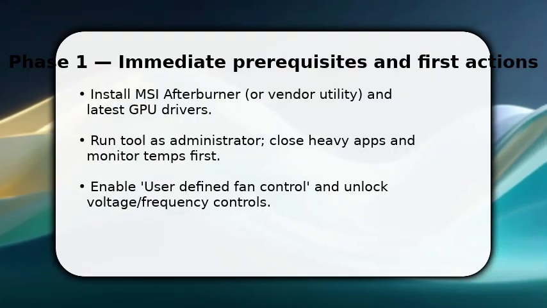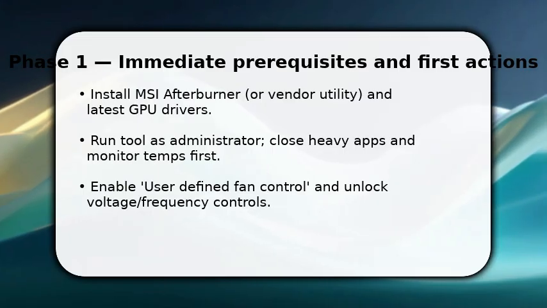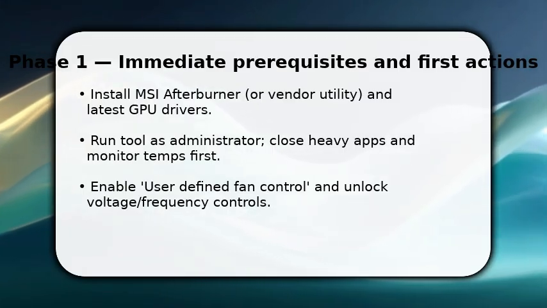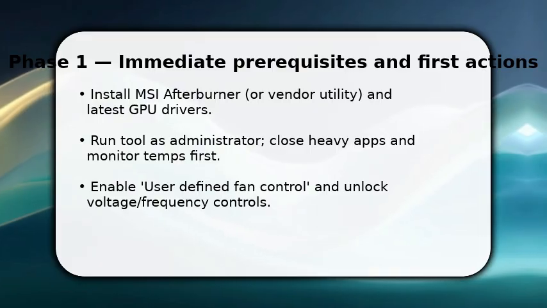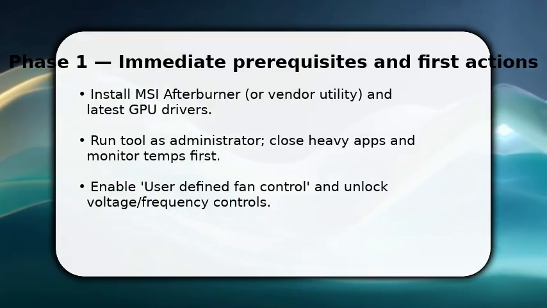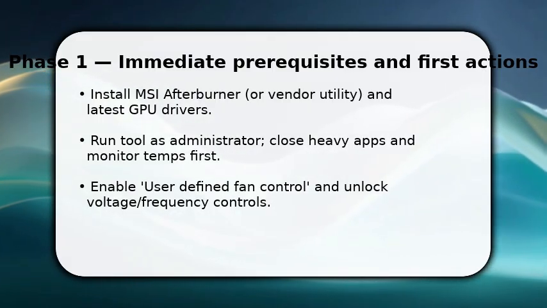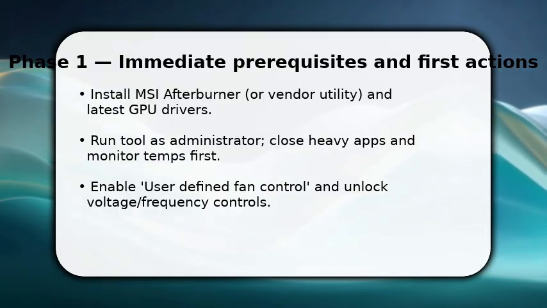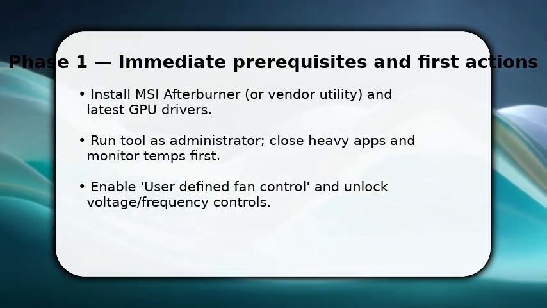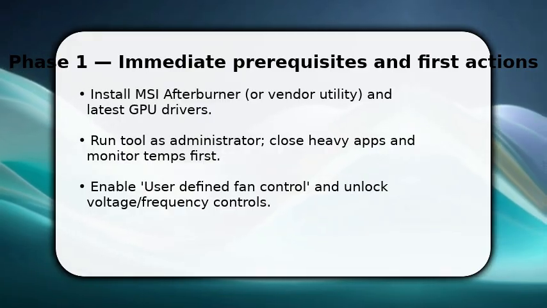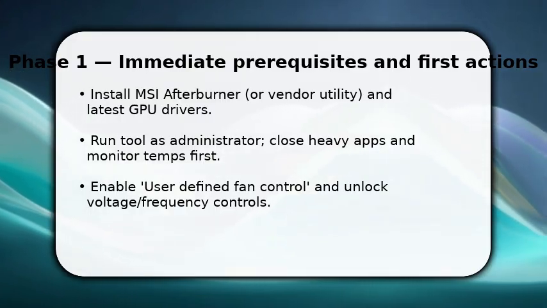You start by installing MSI Afterburner or the vendor's utility. Make sure your GPU drivers are current. Once done, run the tool as administrator and close background apps so readings are stable. You want to enable the user-defined fan control option and unlock any voltage or frequency locks. This lets you edit the fan curve directly.